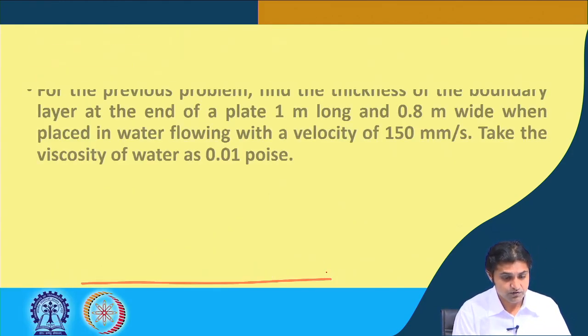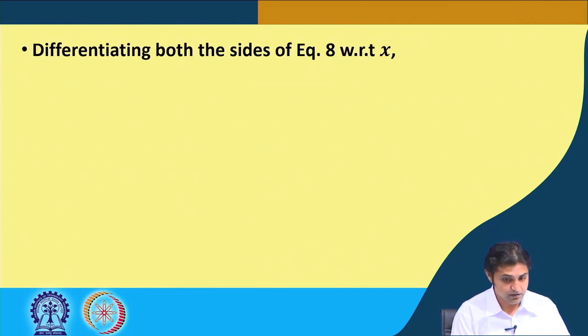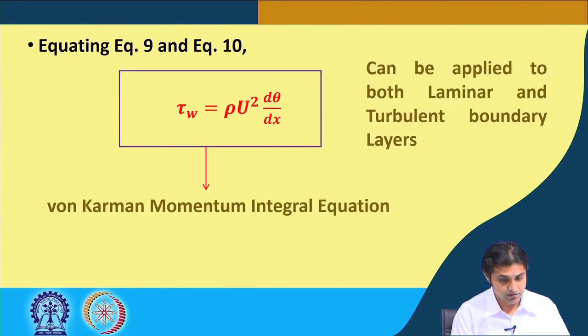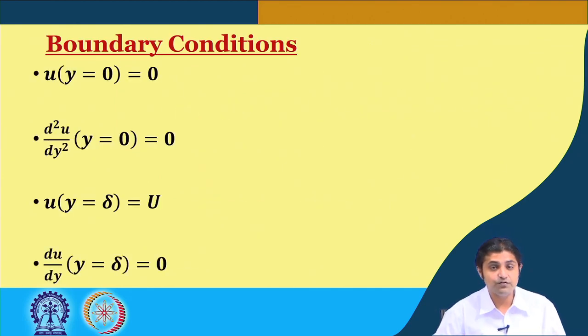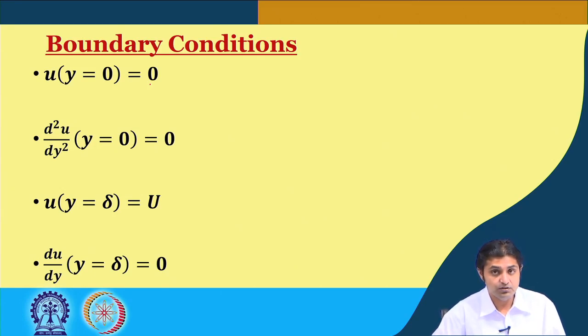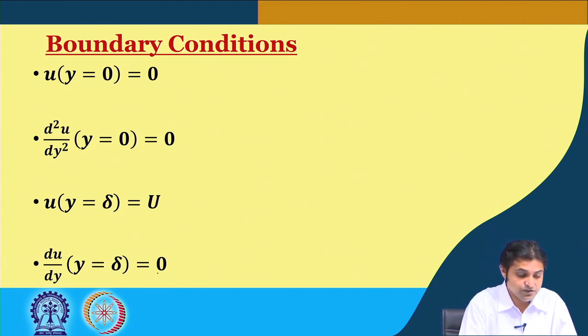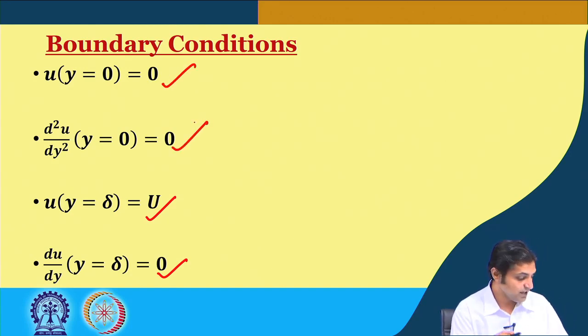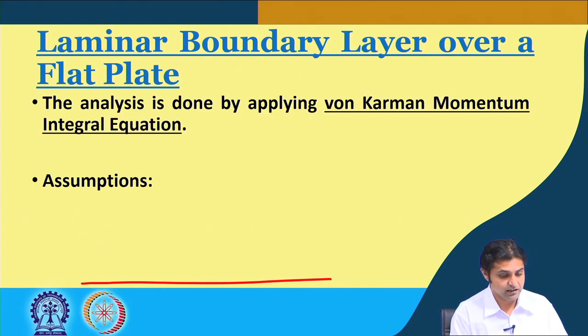So what were those boundary conditions? Very simple boundary conditions. So these were the 4 boundary conditions, if you remember. U at y is equal to 0 is 0, okay. Del square u by del y square at y is equal to 0 is also 0, and u at y is equal to delta is equal to U, and del u by del y at the boundary layer is 0, right. The velocity gradient at the top of the boundary layer is 0, there is a free stream velocity, these two are 0. So now we apply this condition also for laminar cases, okay.